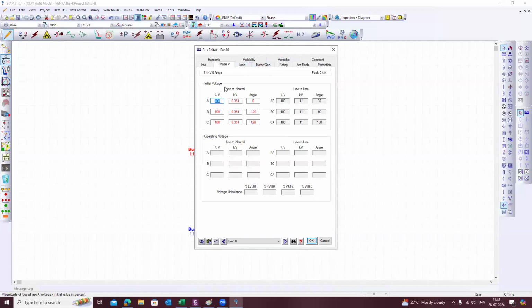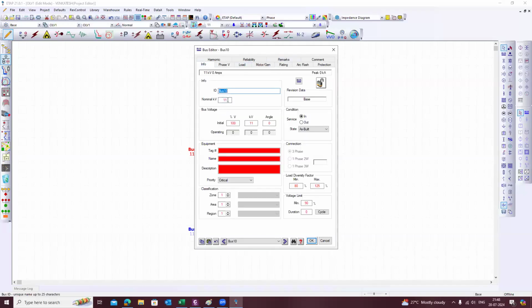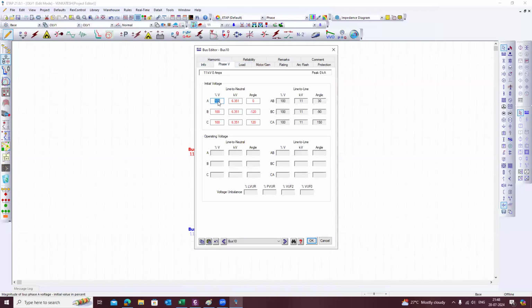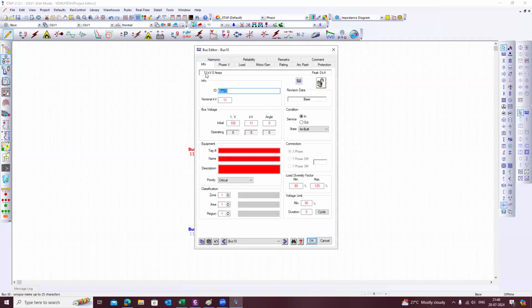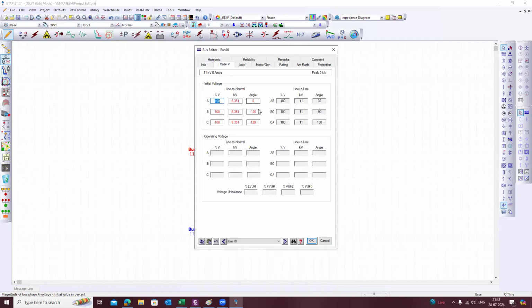And next is the phase voltage here. When you give the voltages here, it will calculate automatically. The phase voltage will be updated for the line to neutral voltage, and the line to line voltages will be updated automatically, just by giving the number here.